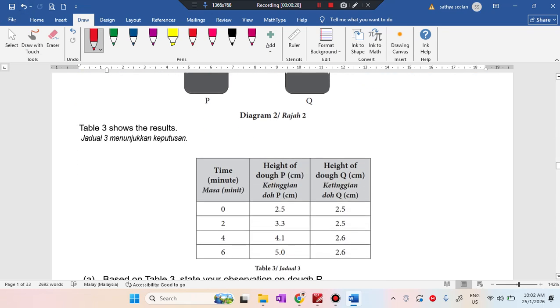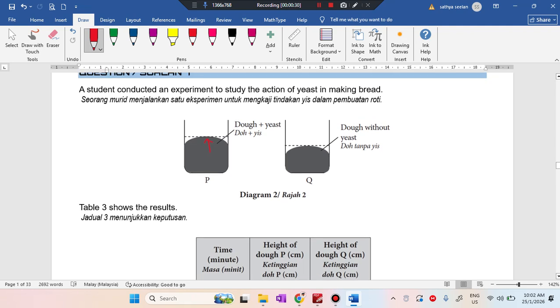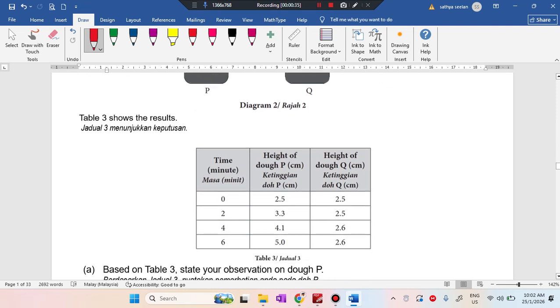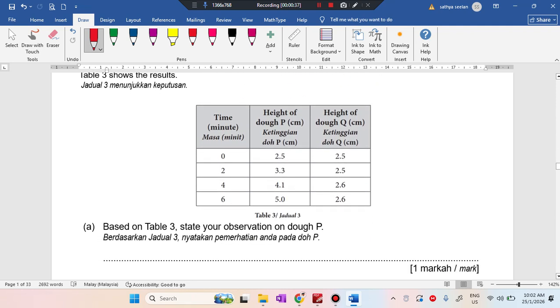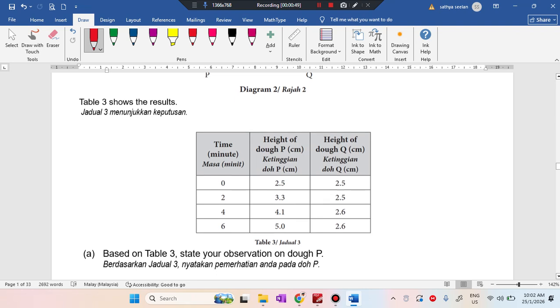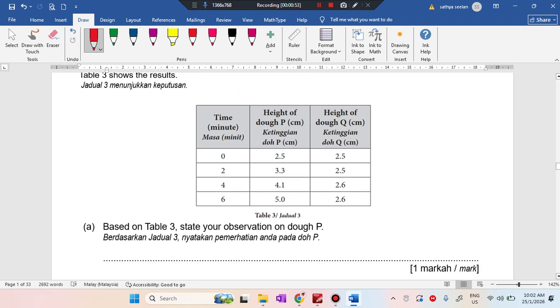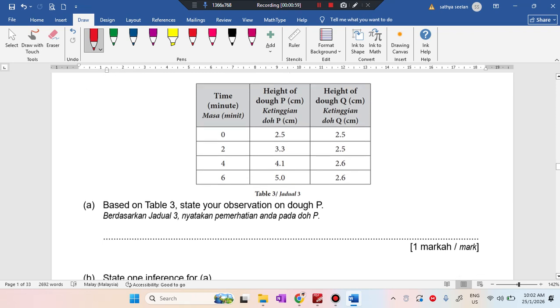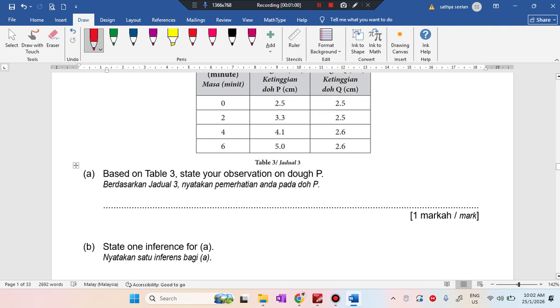Okay. So you see the dough P is with the yeast and Q is without the yeast. Without yeast, it only increases by 0.1 centimeter after a few minutes. But as soon as you put the yeast with the dough P, it drastically increases in height.